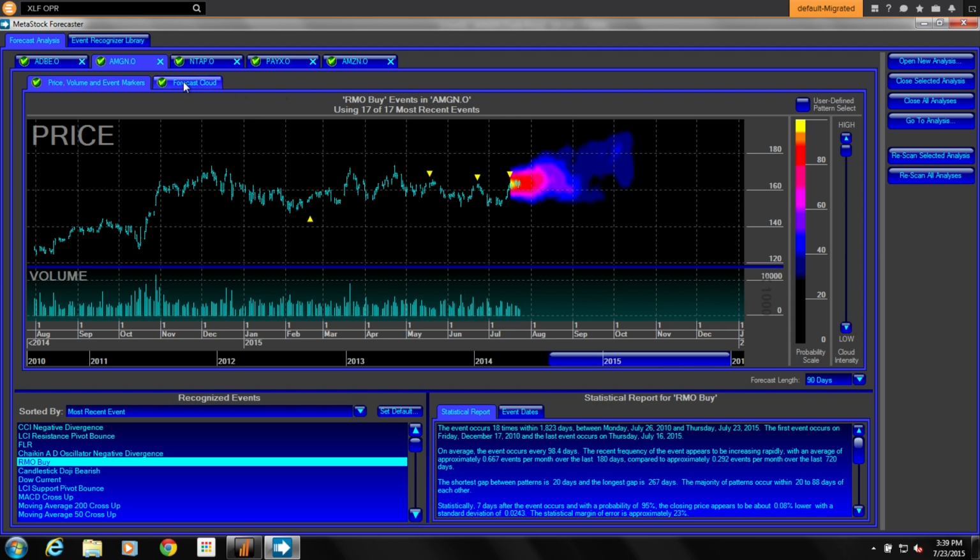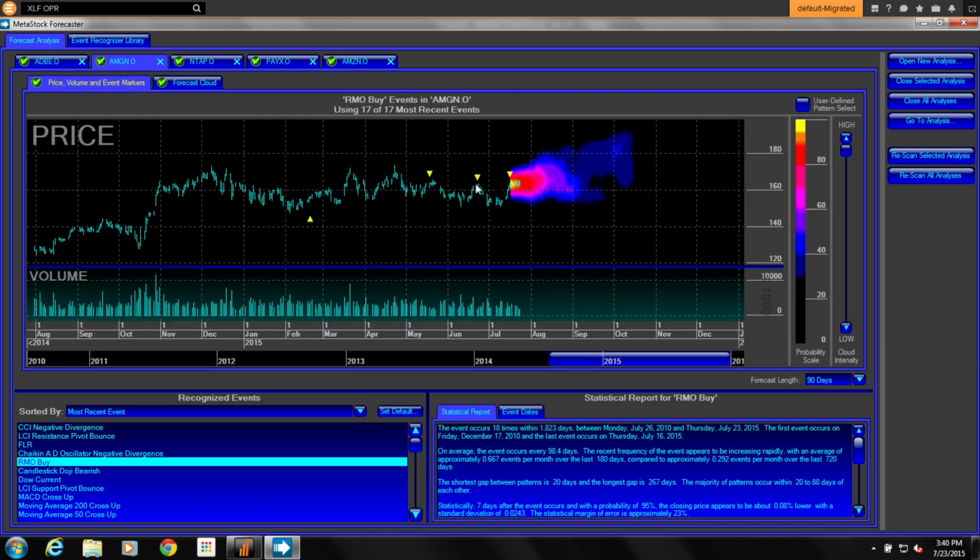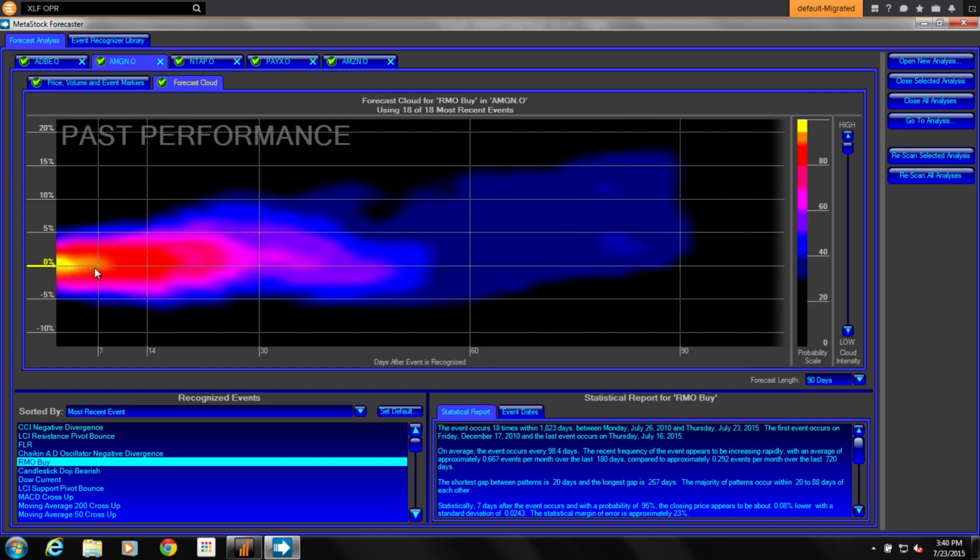And we can zoom in a little bit more closely on that by going into the current forecast cloud, which actually adds in some of the more recent data, whereas this one doesn't. This one's just from here back, as we've described, whereas this one starts to add in some more recent data. And you can see that rise up before it starts to pull back over that 30-day period.